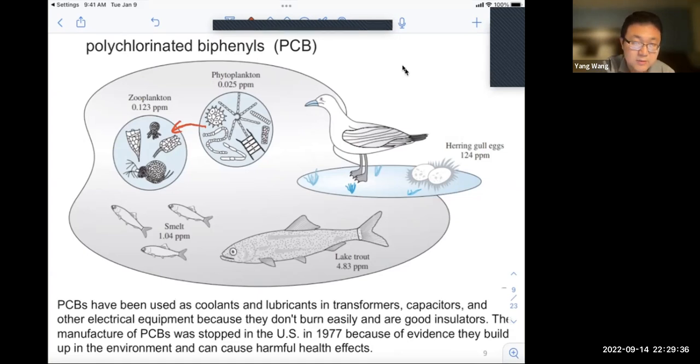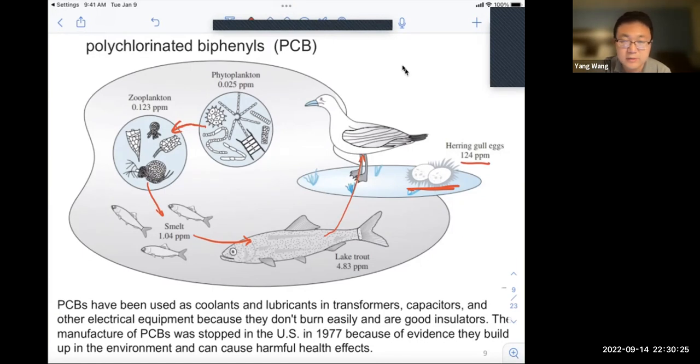So you see that the PCB concentration started to build up in the zooplankton because they are not easily consumable. These are more like inert species that are going to build up in the body of these living species. Further, the zooplankton are consumed by the smelt, and further up to the lake trout, and then to the ducks or the herring gull. And then in their eggs, you're going to find a relatively high concentration of PCBs. So this is how bioconcentration shows up in this food chain or food pyramid here.